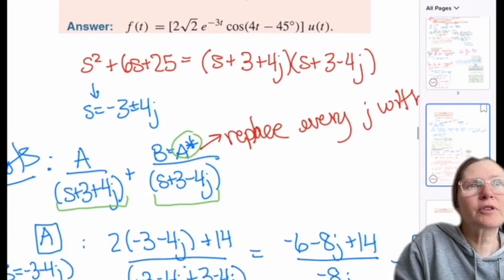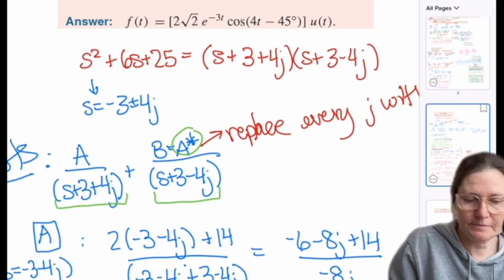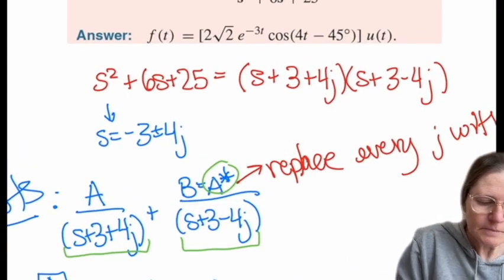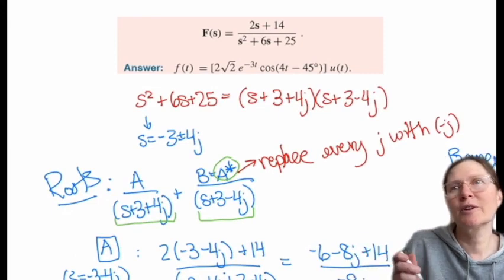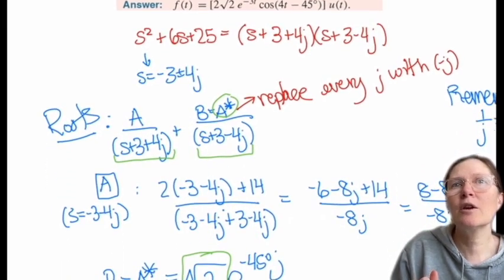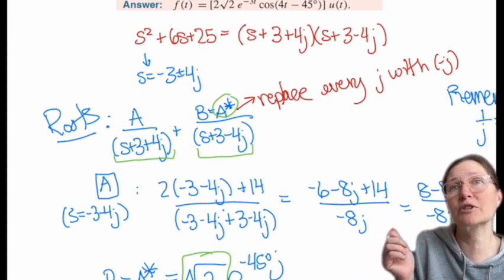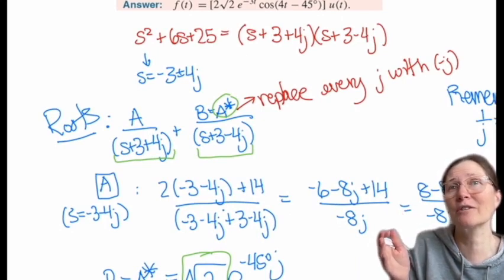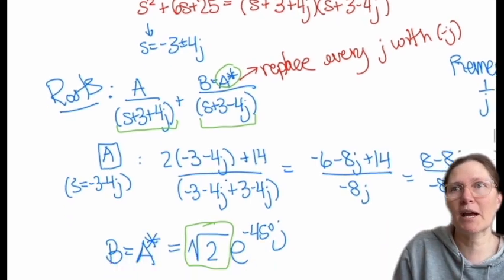Okay, so for this one, we have to find the roots of the bottom first. So you have to use the quadratic formula, and that gives you minus 3 plus or minus 4j. And then note that you're going to have A over that, and then B, which is going to be the complex conjugate of A, because it just has the minus 4j. So once I find A, I can translate it back to B.